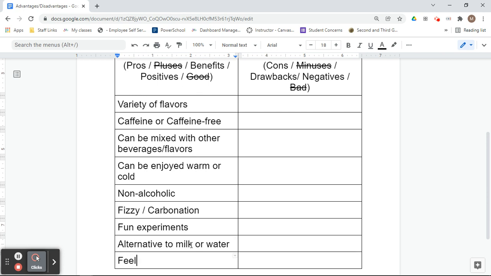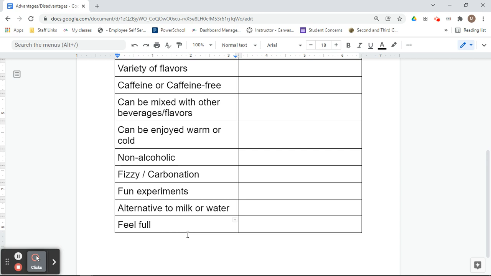Soda can make you feel full when you're drinking it. And so if you are hungry and you want to feel full, you can drink a soda. That's definitely one that, again, you can use soda for to make you feel full. And so those are some advantages that I can think of sort of at the top of my head here.